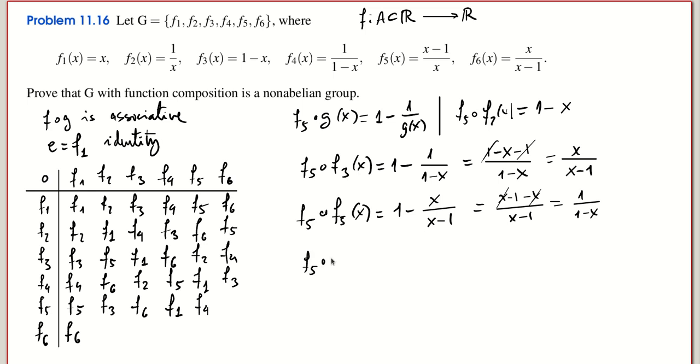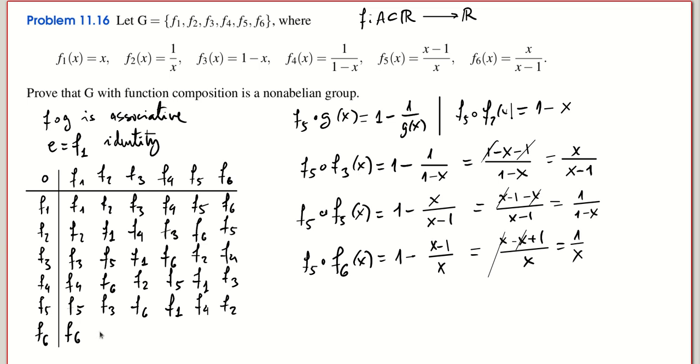And finally you compose with f6, right? This is f6, so this is 1 minus, we reverse this, right, like this, and then we have x minus x plus 1 over x, and that is, after you cancel, 1 over x, which is f2. Again, you can see no repetition, and the only products we obtain are elements which are already in G.